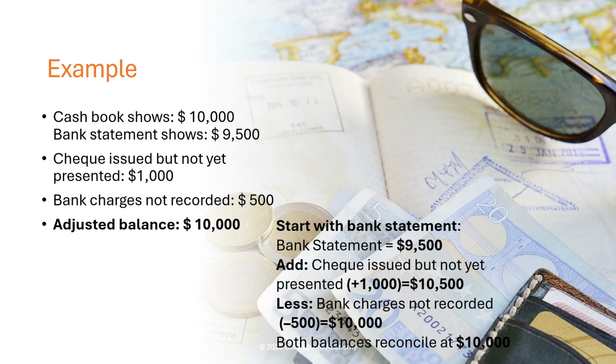So how did this reconciliation happen? Let's understand it. We will start from the bank statement balance. The bank statement balance is now $9,500. We will add the check issued but not yet presented. So there would be an addition of $1,000 because the bank has not yet deducted it and it is already in our cash book. Then we will deduct bank charges not recorded. The bank has deducted it but our cash book hasn't recorded it. So there would be minus $500. So the balance would be $10,000. That is the adjusted balance.